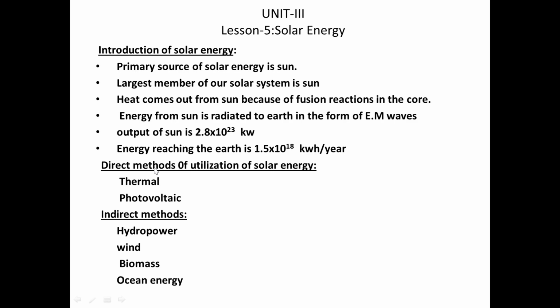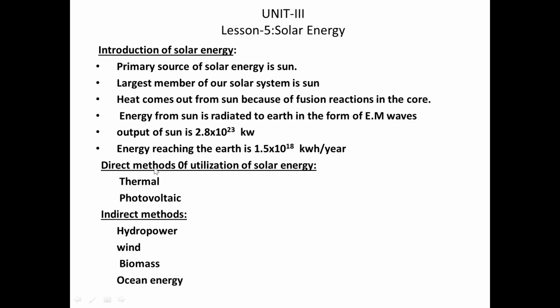So the whole radiation from the sun is like electromagnetic waves, and the amount of energy received from the sun is generally 2.8 × 10^23 kilowatts. That is called the output of the sun. How much heat the sun delivers is called the output of the sun, nearly 2.8 × 10^23 kilowatts.